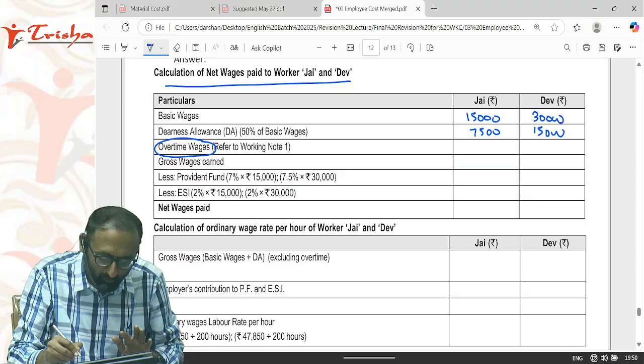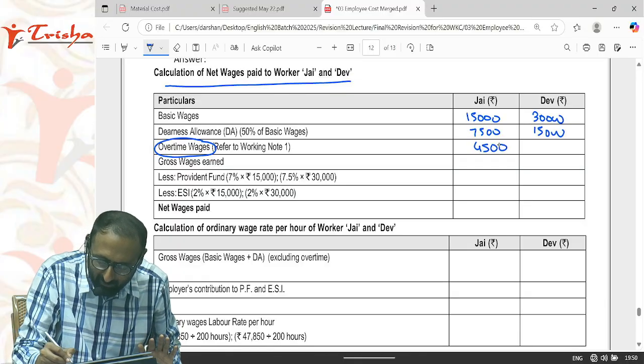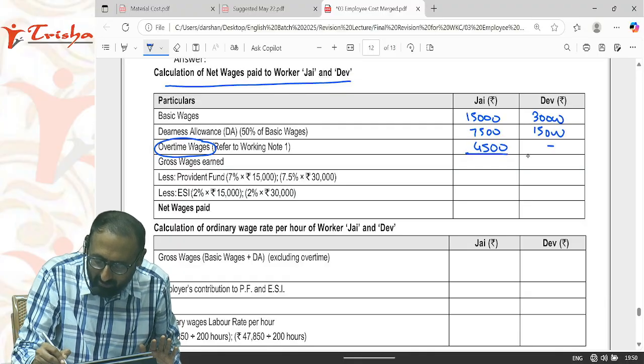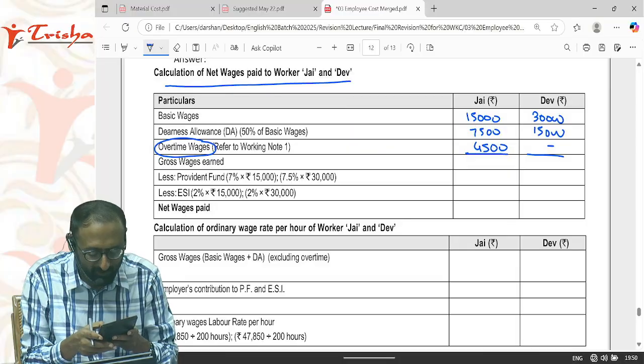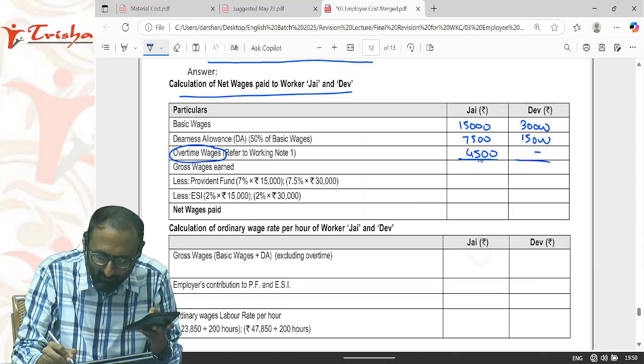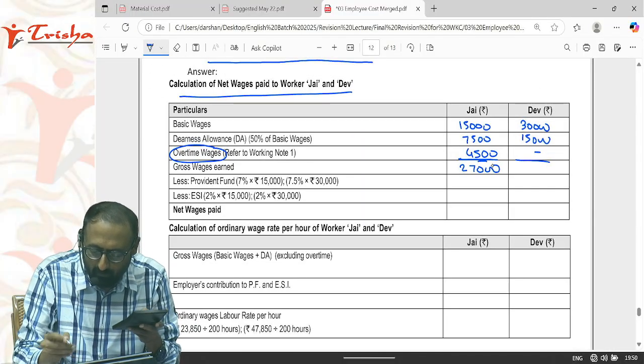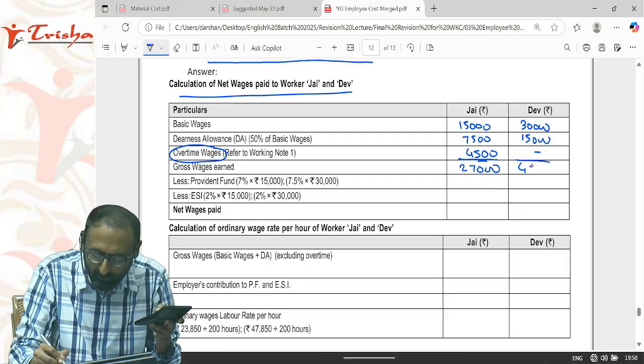So here I'll write overtime wages also 4,500 and in the next column dash. Check how much will be the total: 15,000 plus 7,500 plus 4,500. Is it 27,000? And 30,000 plus 15,000, is it 45,000?